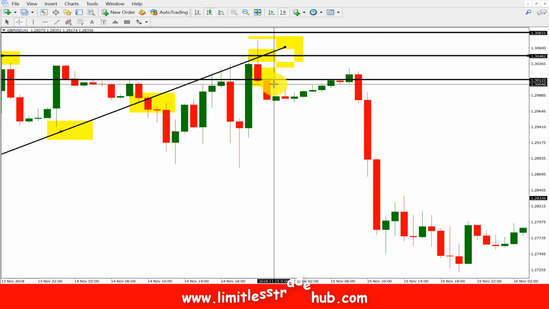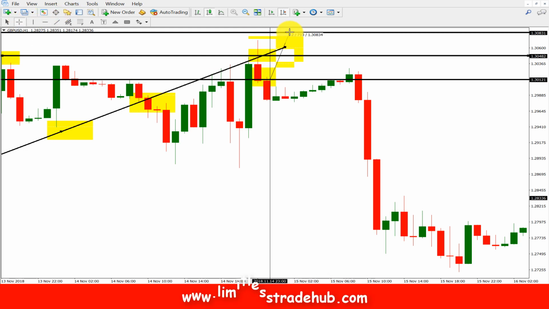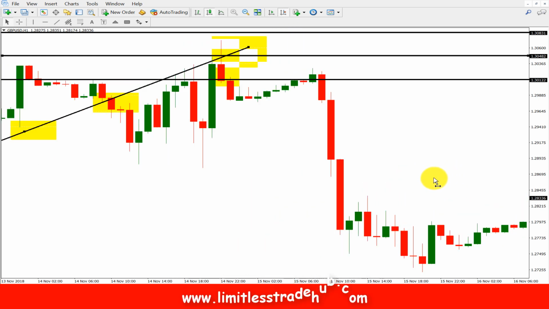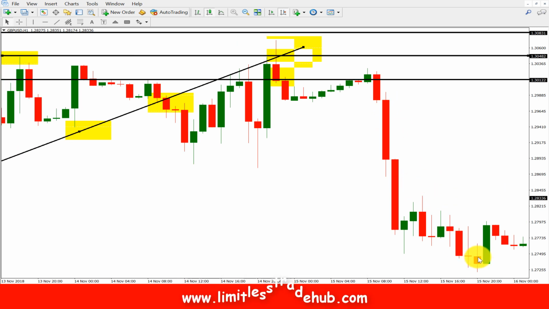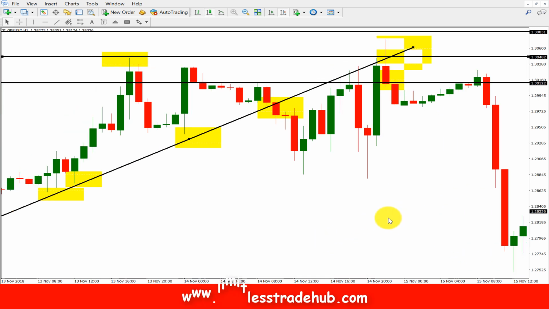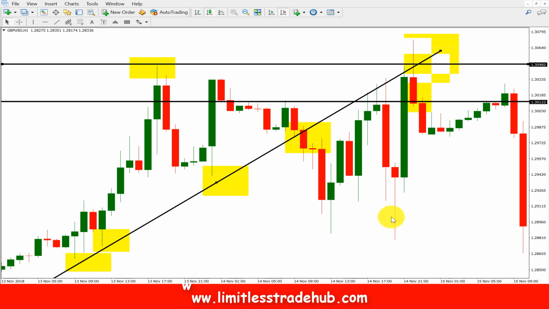If we did so, our risk is only 71 pips, but we could get more than 270 pips from here to here. So if we can analyze our market with these lines, we can analyze very effectively. These technical tools are very effective.